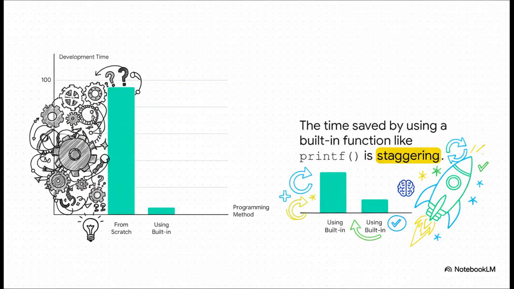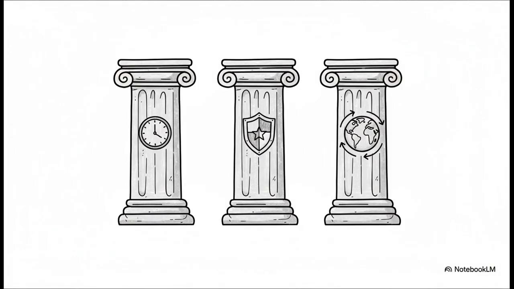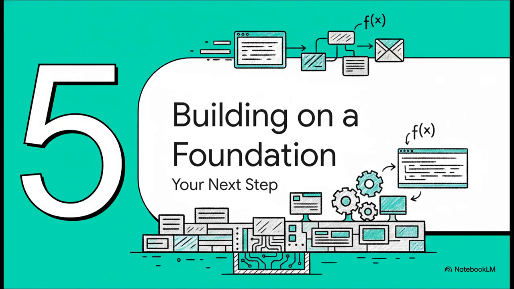This isn't just a small shortcut, it's what makes modern software development even possible. It really all comes down to 3 huge benefits. Pillar 1, it saves you an unbelievable amount of time. You don't have to reinvent the wheel, so you can focus on the unique, creative part of your project. Pillar 2, reliability. These functions have been battle-tested for decades by millions of programmers. They are rock solid. And Pillar 3, a big one, portability. Code that uses standard functions will work on different computers and operating systems with almost no changes. That's a game changer. And that brings us to our final section.